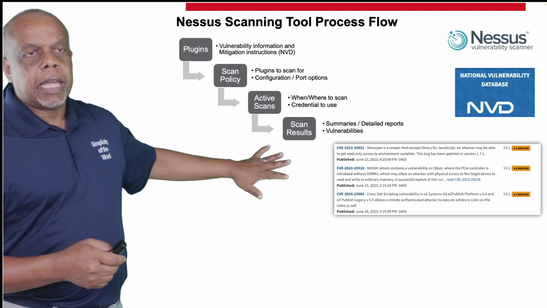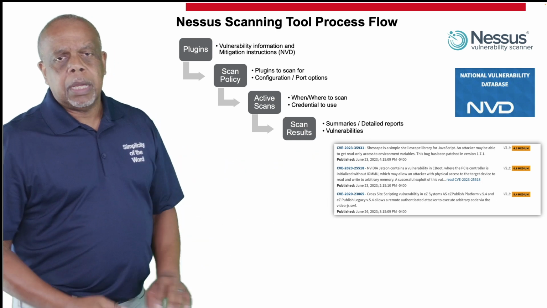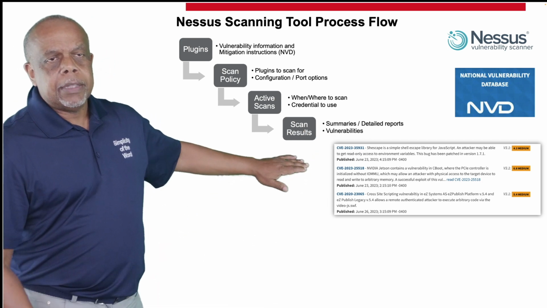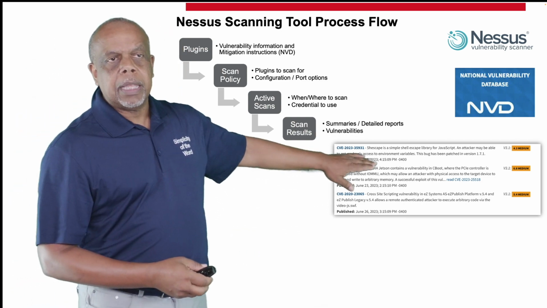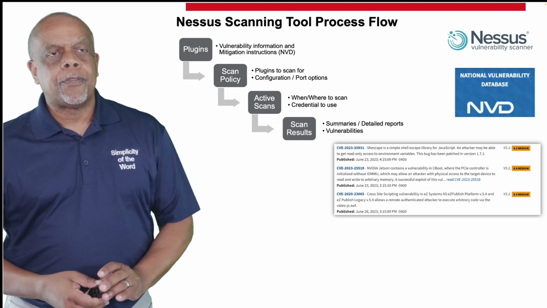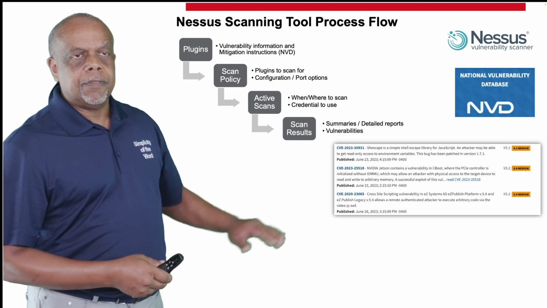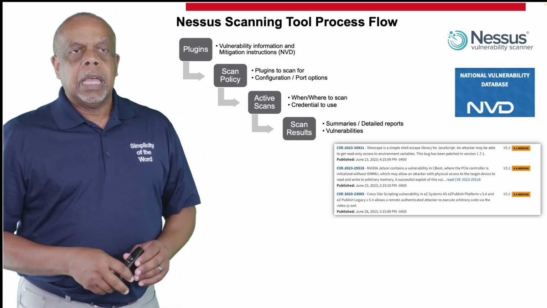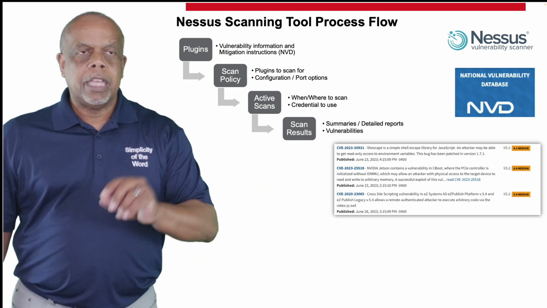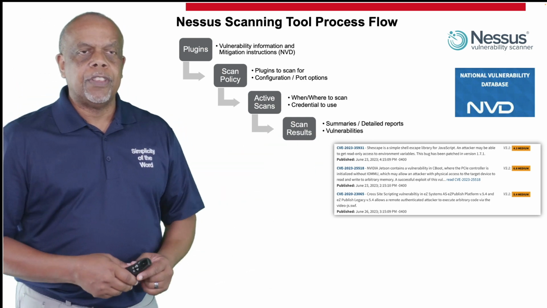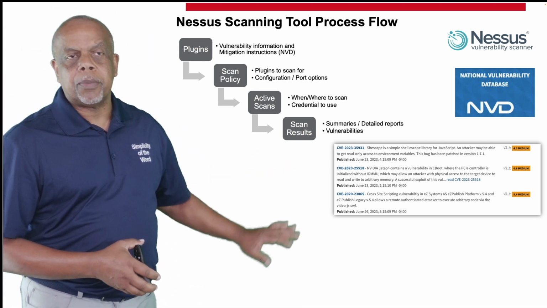Now, what these scoring systems look like is something like this, where we have a CVE score, a Common Vulnerabilities and Exposures entry. What this shows you, okay, this is just an example, is the date as well as the actual reference number. Let's look at this one for NVIDIA. It says that NVIDIA Jetson contains a vulnerability in CBoot, where the PCIe controller is initialized without the IOMMU, which can allow an attacker with physical access to the target device to read and write to arbitrary memory.